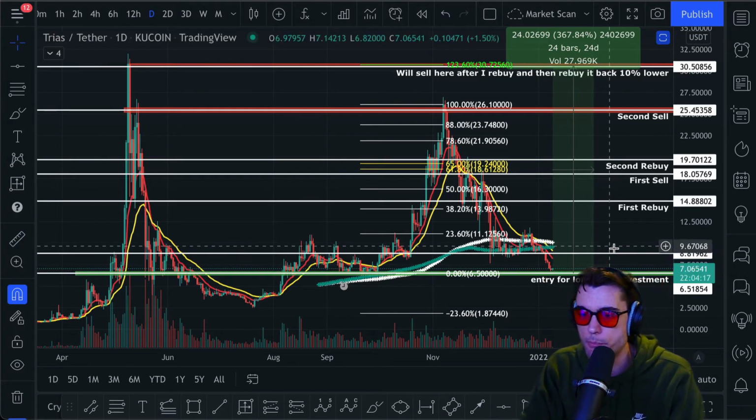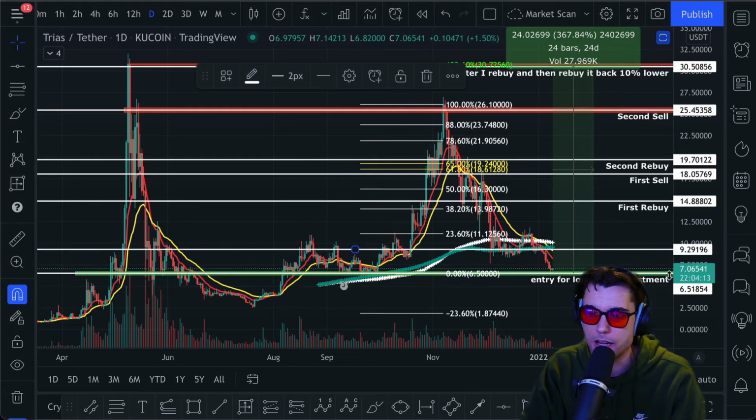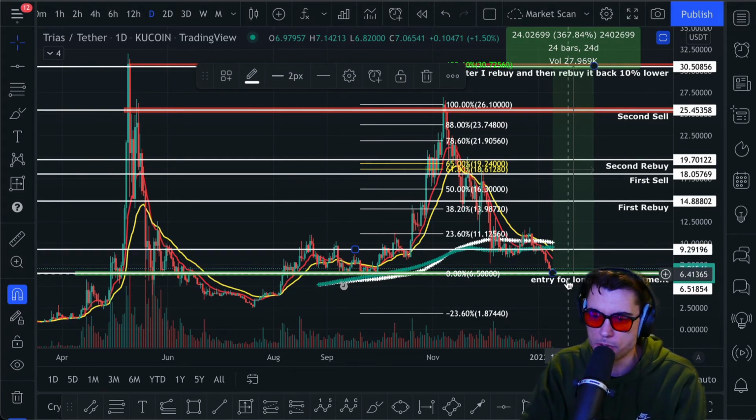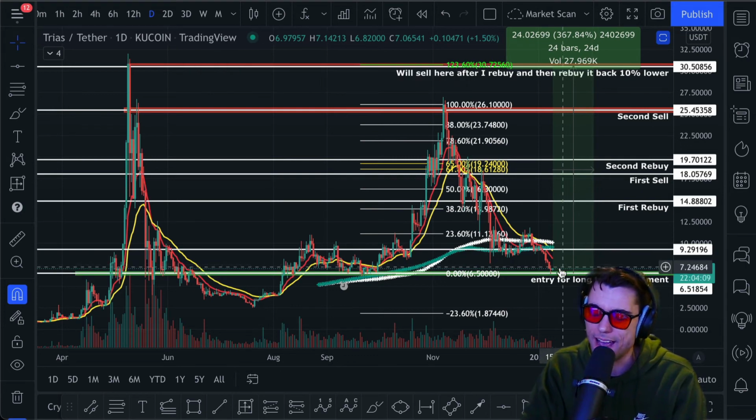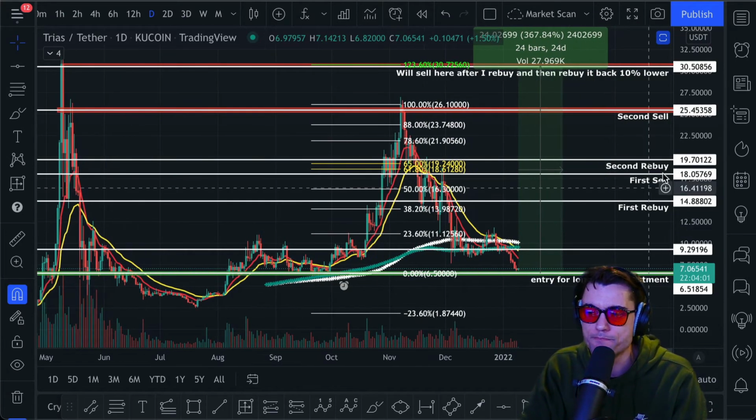So yeah, I bought it. My average buying price is right around $9.30. It's pretty much my average buying price. And I'm pretty darn sure it's going to pop back up to here. So I could get out if I wanted to over here at break even. But just like VXV, I'm going to hold this one.